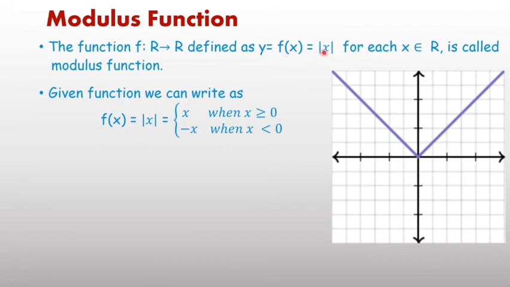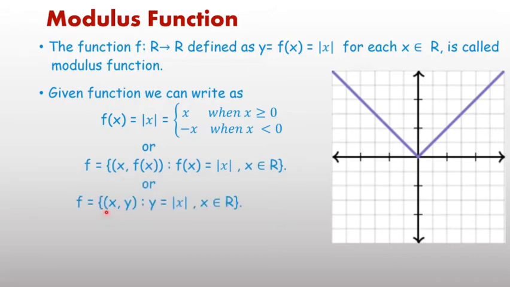If x equals minus 4, f(x) equals 4, as defined here: {(x, y) : y = |x|}, or f(x) = |x|, x belongs to R. x belongs to R represents that the domain of this function is real numbers. Also, if it is written as R to R, it implies domain real numbers, codomain real numbers. Range we have to find.